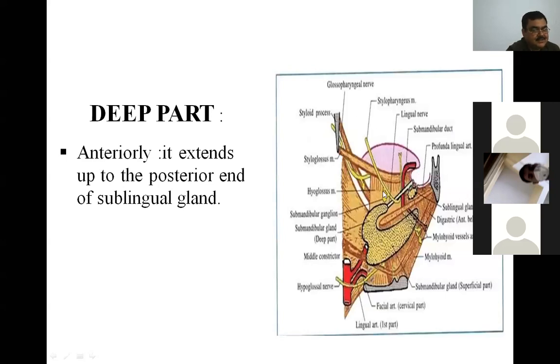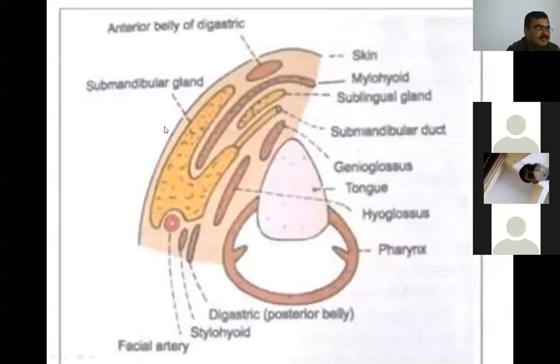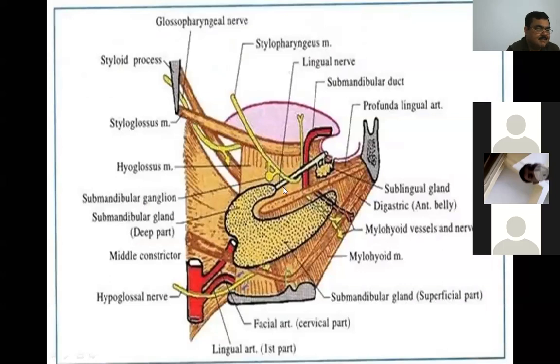And this deep part anteriorly extends up to the posterior border of the sublingual gland. Sublingual gland, ये जहाँ इस लेवल तक जा रही है. And here you can see this is the sublingual gland. So it goes near the submandibular gland, sublingual gland. So this is the deep part and this is the sublingual gland.